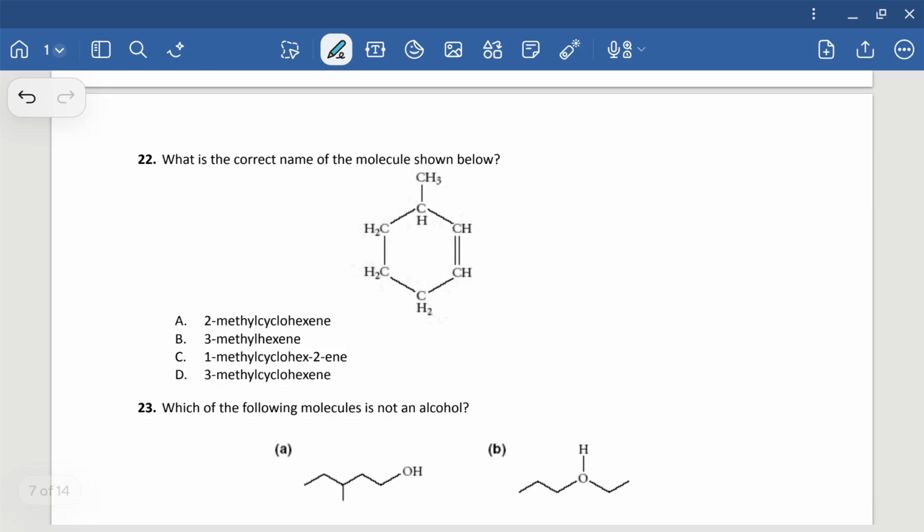Correct name, once again, we want to number our carbons. If you have a double bond on your ring, it's always between 1 and 2. So I'm going to start this one as 1 and this one as 2 to give the next priority, the methyl group, the smallest number possible. So my double bond is between 1 and 2, and then methyl is on 3, and then 4, 5, 6. Because it's a ring, you must see the word cyclo. So this is 3-methylcyclohexene.